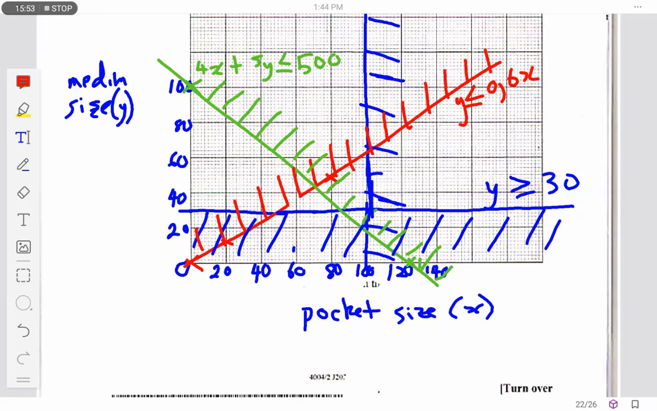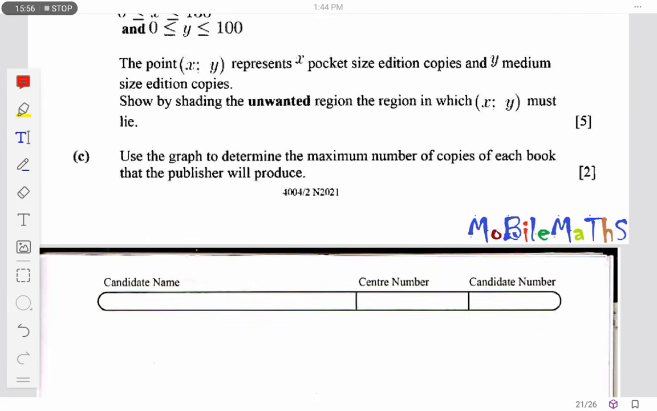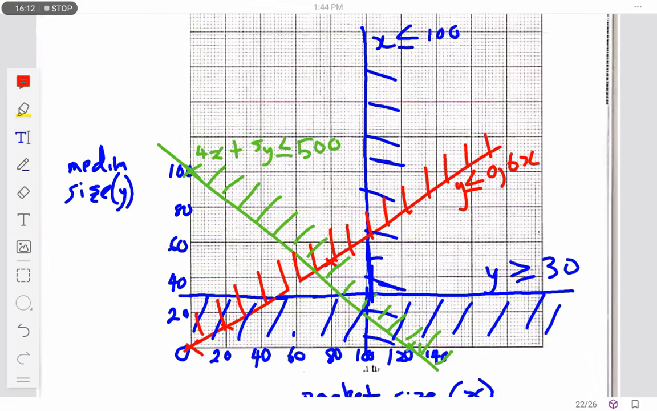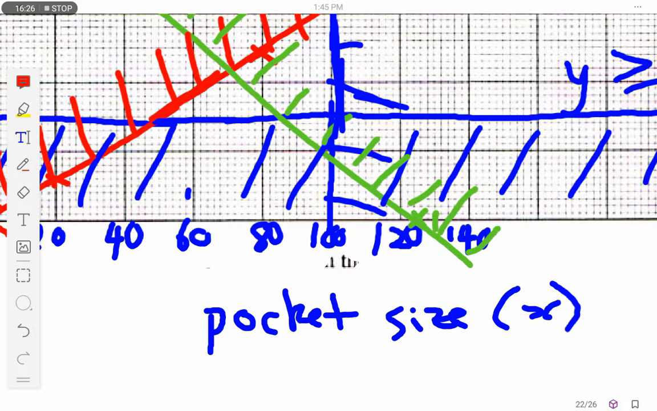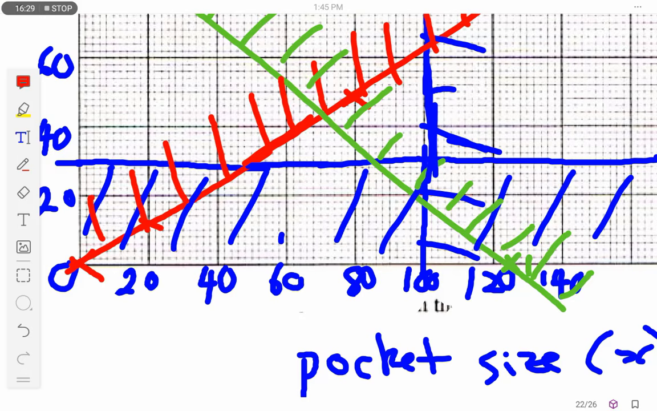Now let's answer the last part of the question. Use the graph to determine the maximum number of copies of each book that the publisher will produce. So we want to find the value of x and the value of y, the ones that we can use for this question. Okay. So let's go to our graph paper and see how we can answer this question. Okay. So this is a straight line there, meaning to say we are also including that point there.